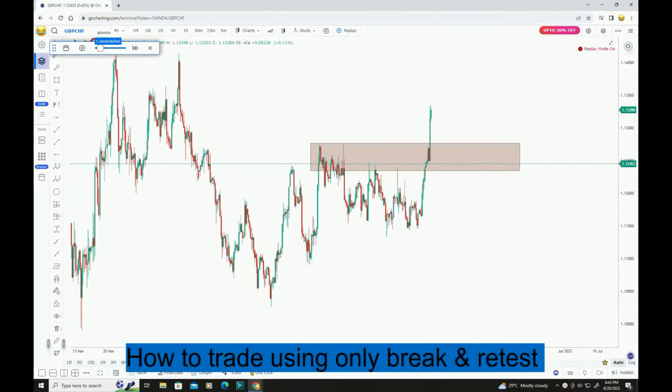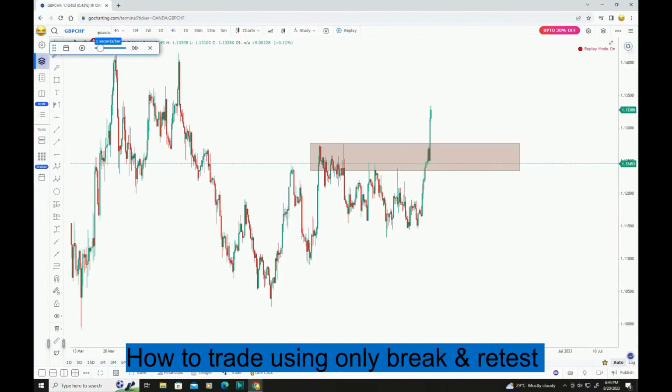Today I'm going to teach you how to use break and retest. Break and retest is one of the key concepts in trading. Once the price breaks an important zone and retests that zone, there's a high probability that the price will continue in the same direction.